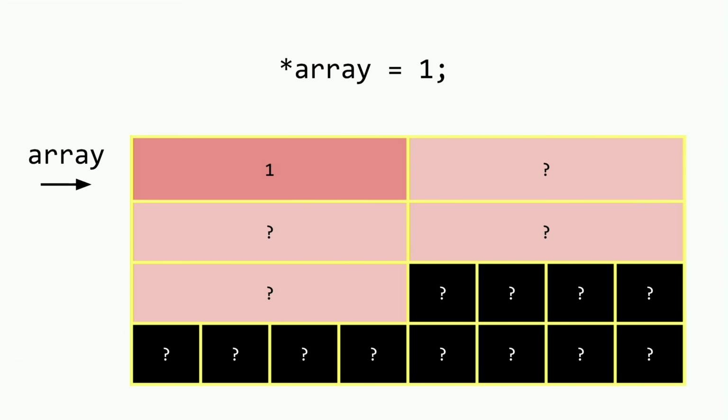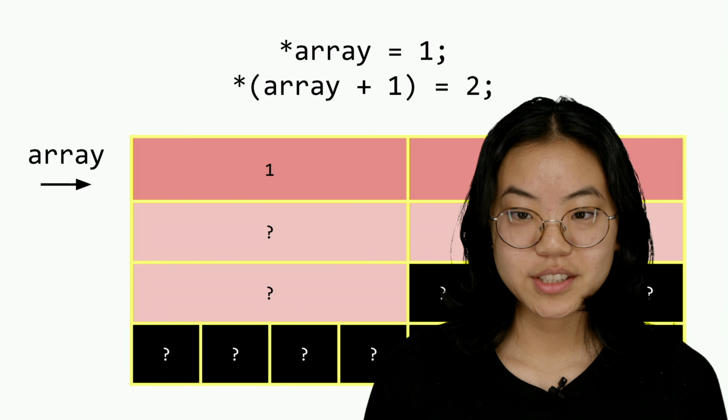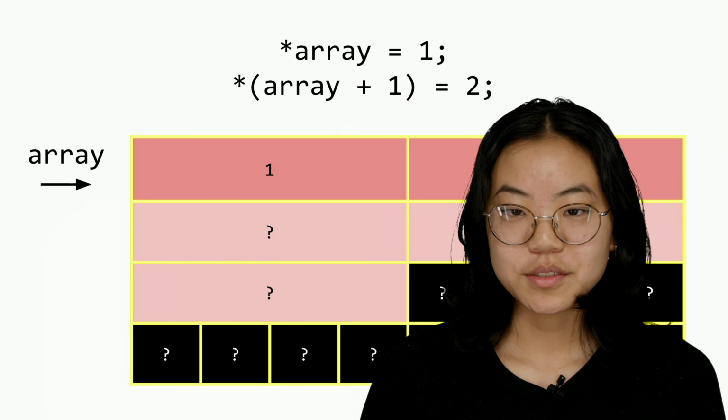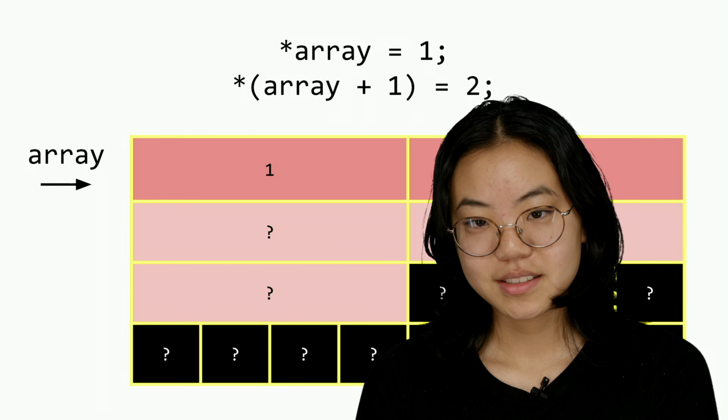Yeah, so we can do some pointer arithmetic here. We can do star, so go to the address of array plus 1 and set that equal to 2. Right? Because the addresses are just numbers, we can also do some arithmetic to them. So you just add 1 and we're going to go to the next one.